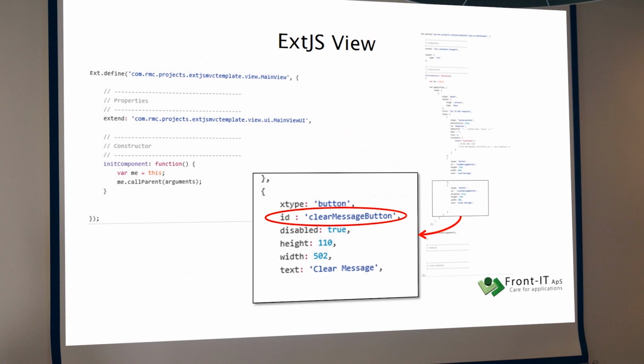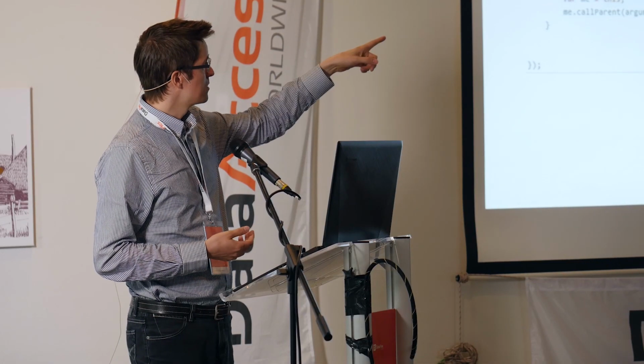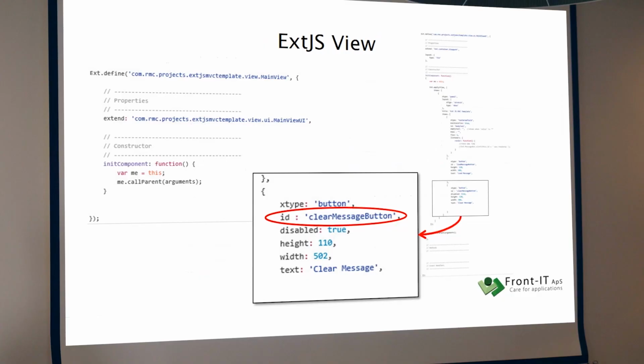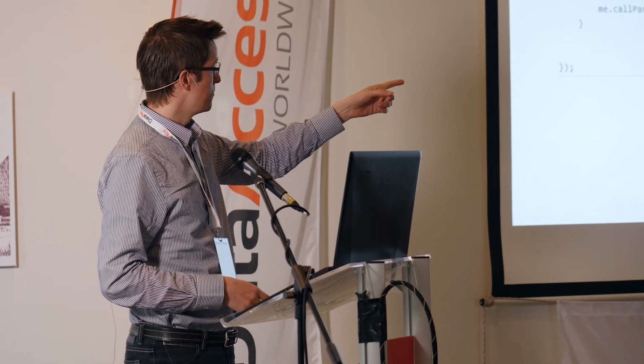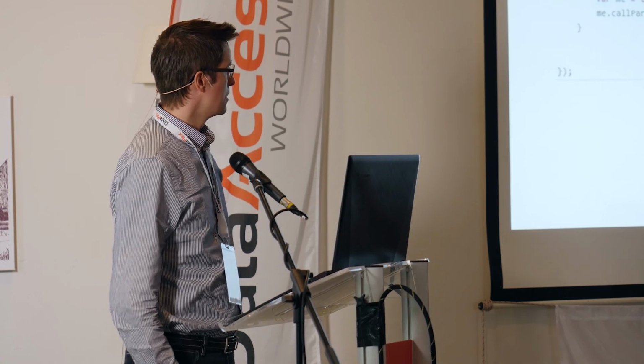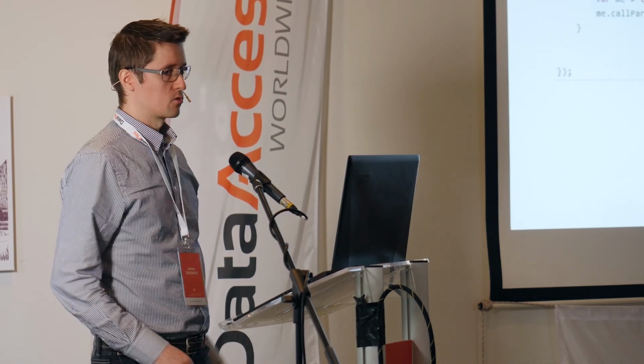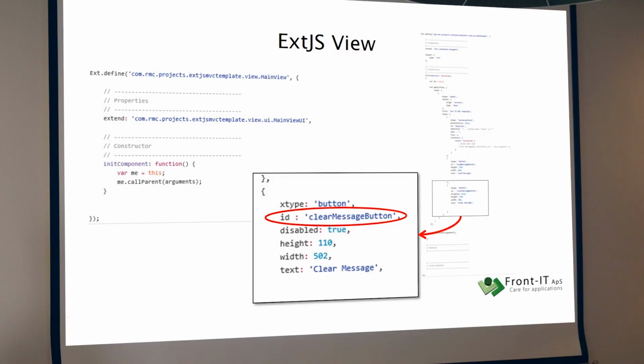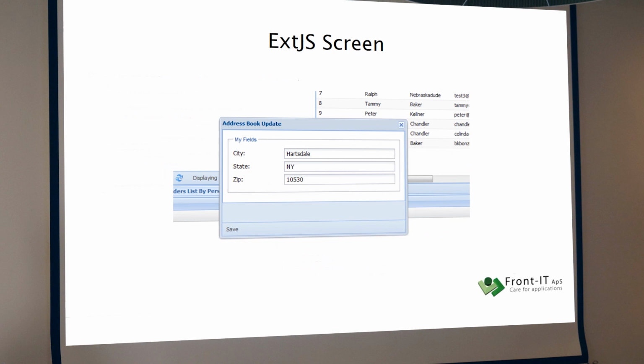And in the view layer, you have a view constructor that reads a fifth file that has a JSON object that will define some view elements that will be generated automatically. And in that JSON object, you can see the ID clear message button. So when you click that one, you will get the event triggered. And this is kind of the look and feel. It's not the one I showed you, but it's the look and feel of ExtJS.